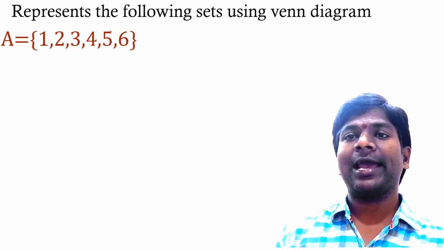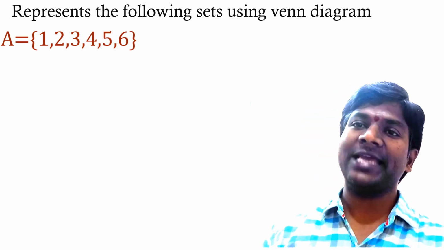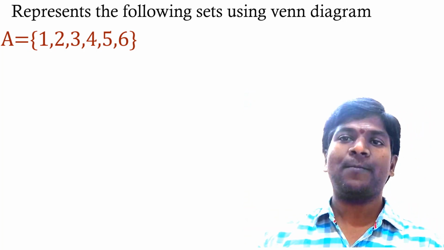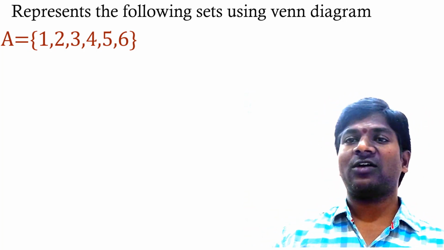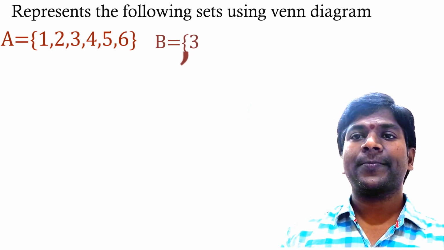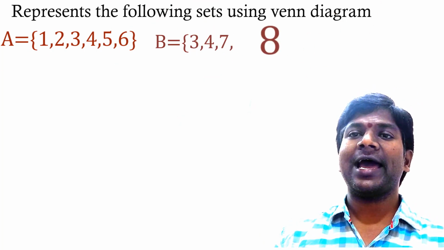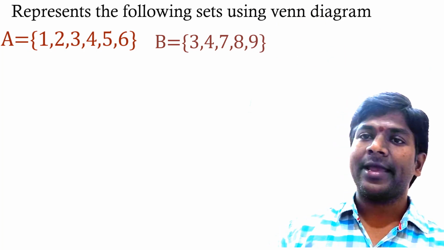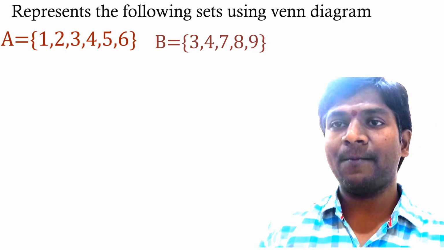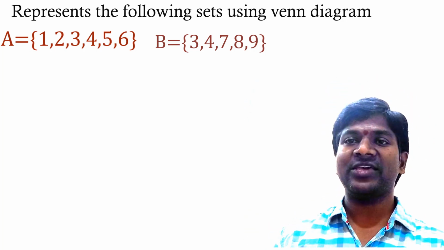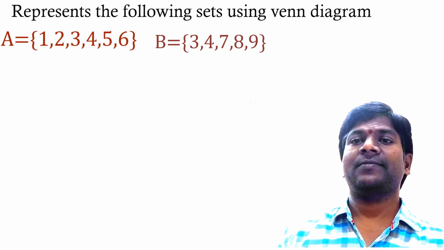These are the elements of set A. And let us take one more set B, which consists of the elements 3, 4, 7, 8, 9. These are the elements of set B. Children, what did you observe from these two sets?